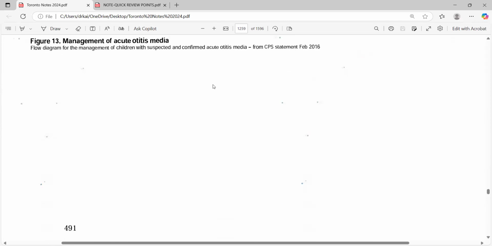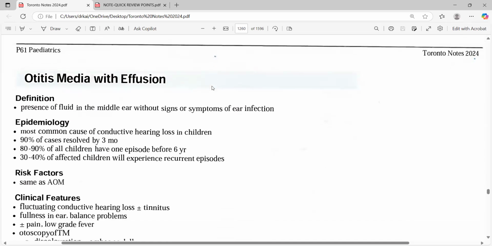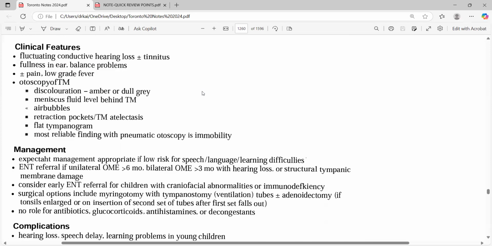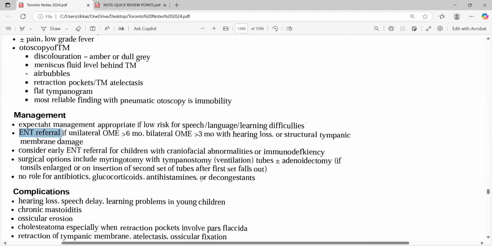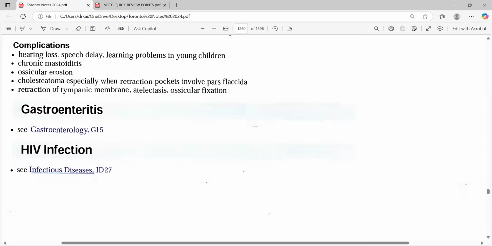Don't ever miss this one. Then comes the effusion. We already discussed how we are going to deal with the effusion. So it's basically the ENT referral. Then the most important complication is the hearing loss. Usually for me, that's one of the things. Like it's a very important MCQ. Like it can cause just hearing loss is not important.